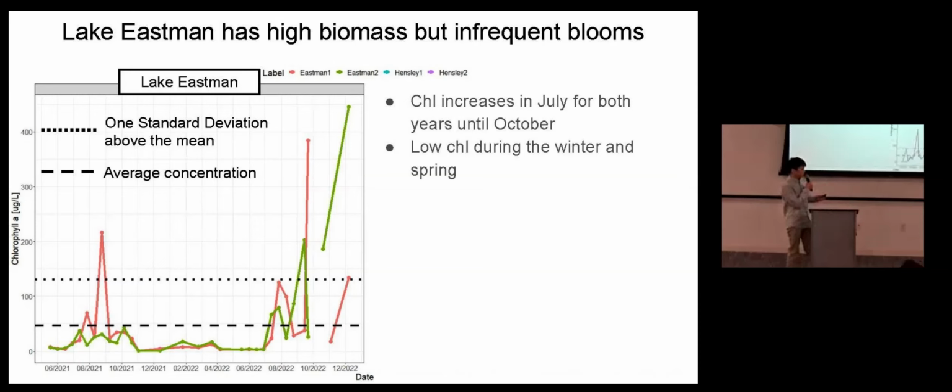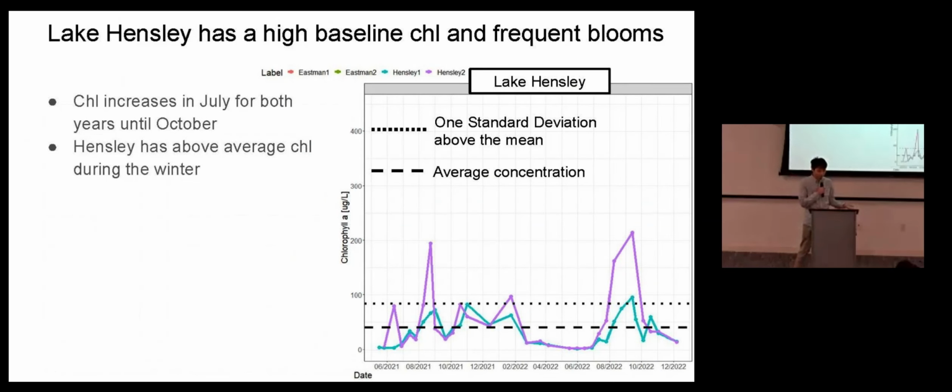Next we have Lake Hensley chlorophyll in a similar figure. We can see that Lake Hensley has a higher baseline chlorophyll concentration with more frequent blooms than Lake Eastman. The seasonality, however, is similar to Lake Eastman, with blooms during the summer, but unlike Lake Eastman, Lake Hensley has above average chlorophyll during the late fall and winter until February 2022. After February, Lake Hensley falls to chlorophyll levels similar to springtime levels in Lake Eastman.